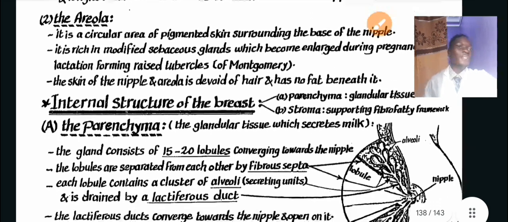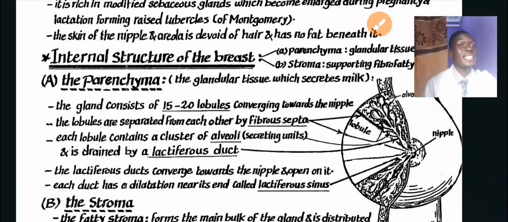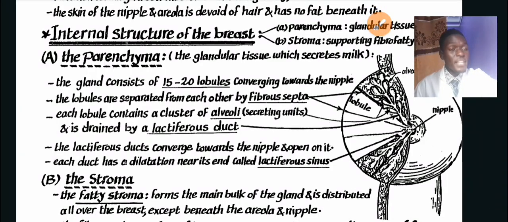If you look at the internal structure of the breast, we say the breast is made up of the parenchyma, or the glandular tissue. It's also made up of the stroma, which is the supporting fibrofatty tissue. Now, the parenchyma, just like we said, is made up of 15 to 20 lobes converging towards the nipple. These lobes are divided into lobules, which are separated from each other by the fibrous septa. Each lobule contains a cluster of alveoli and is drained by lactiferous ducts.